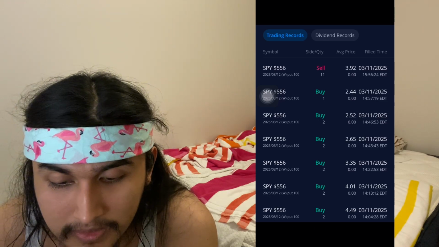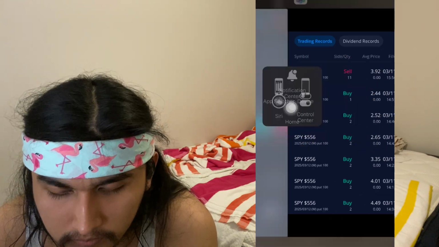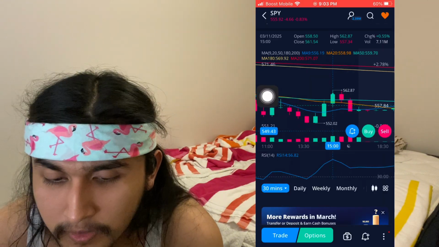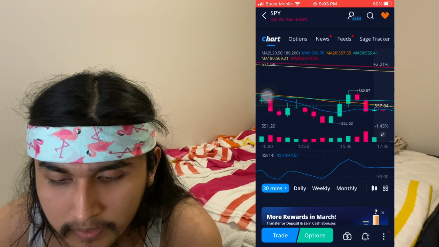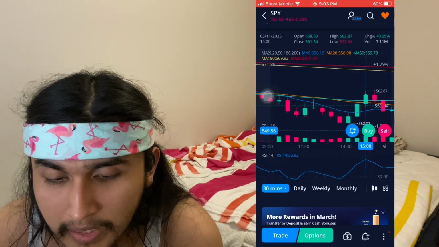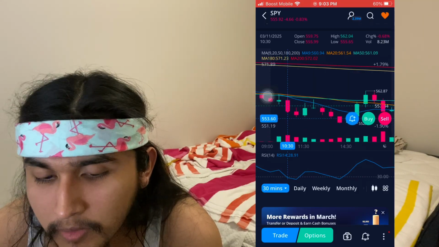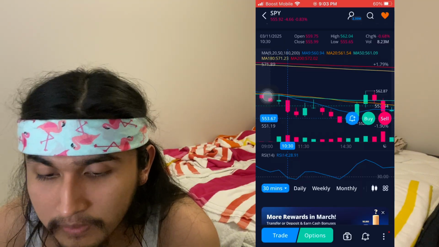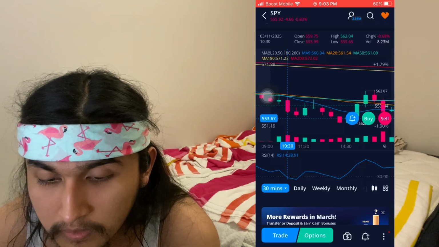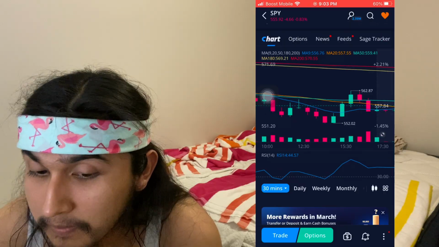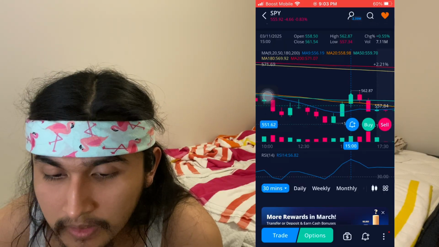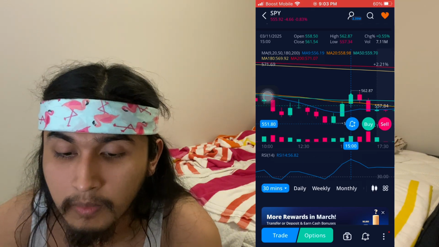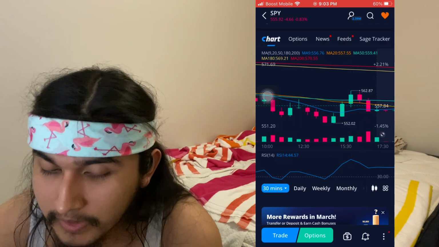Then at 1443, which is the next candle, I saw that it broke the previous high of the day of 562. It was now somewhere around 562.87. So I was like, let me just wait and see if SPY can break above 562. It did not do that.